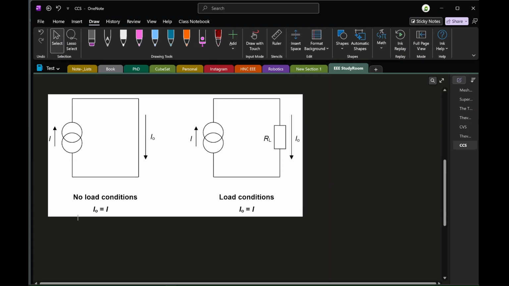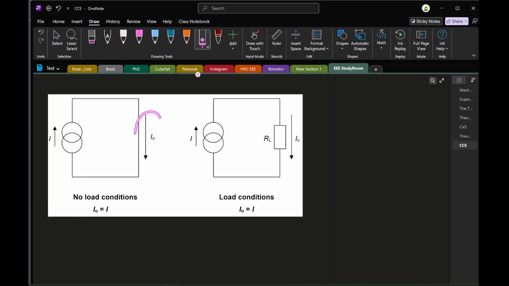We can see here the value of the output current will always be the same. So the value of this output current here will always be the same irrespective of the load state. This therefore supplies a constant current to any load condition, and that's what we call a constant current source.